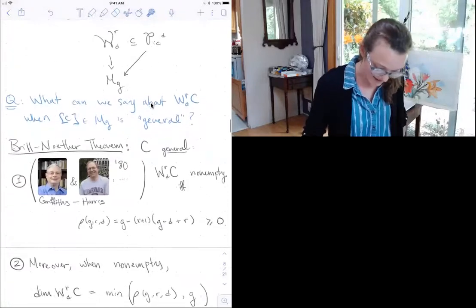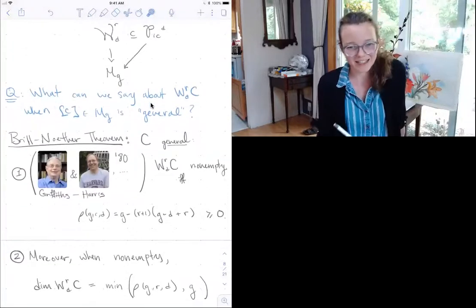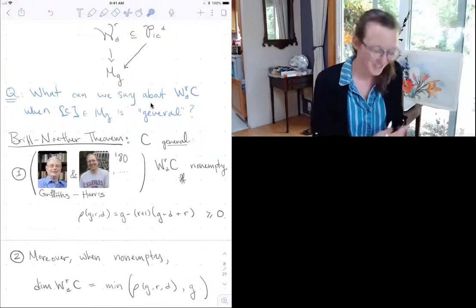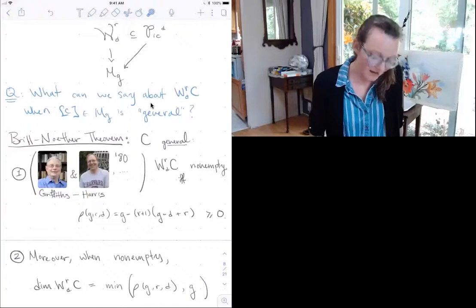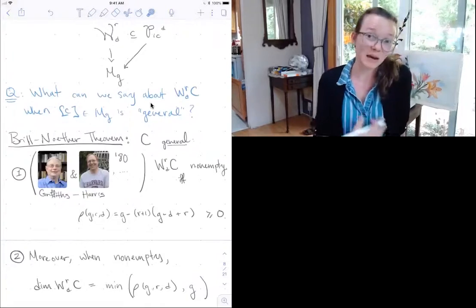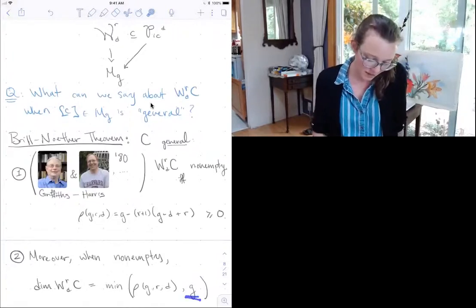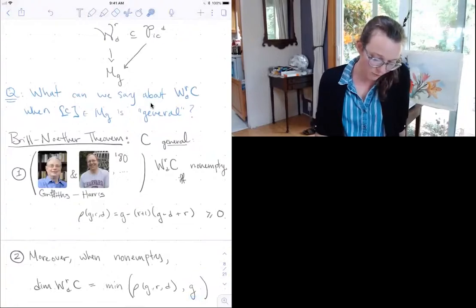Okay, so why is that the expected dimension count? It's because it's the expected dimension. So when it's non-empty, the dimension of W^r_d, well, it's a subvariety of Pic^d, so it can be at most g-dimensional, but its dimension is the minimum of rho and g.